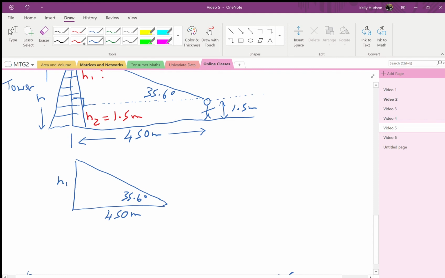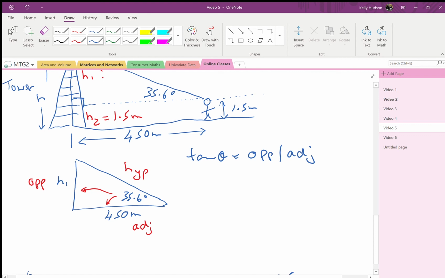Alright, so which ratio do I need to use? Well, this is my opposite from the other side of my triangle. Okay, I've got my hypotenuse, no value there, but I do have my adjacent, ADJ. So I've got my opposite, and I've got my adjacent. So I'm going to use my tan ratio. Tan theta is equal to the opposite divided by the adjacent.